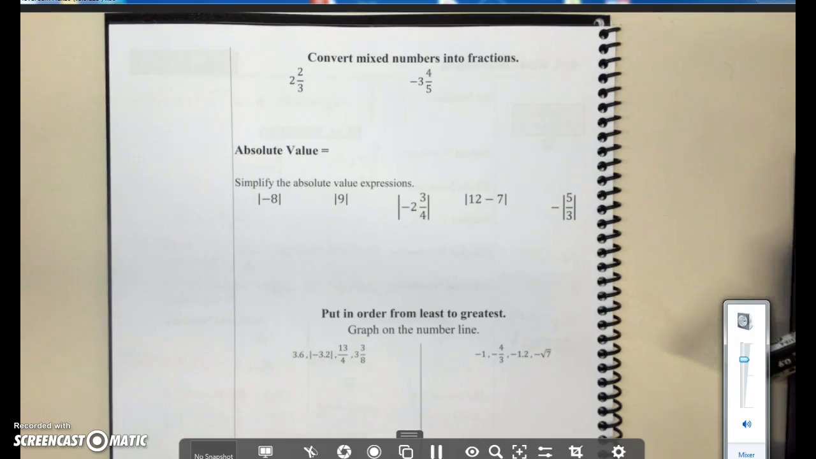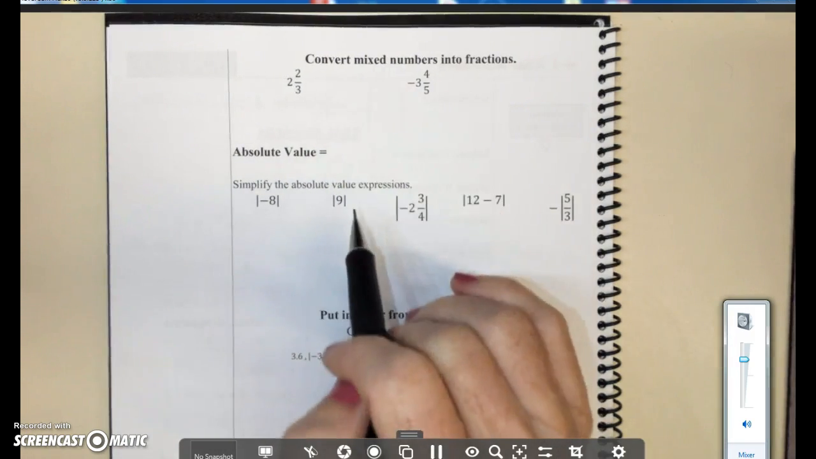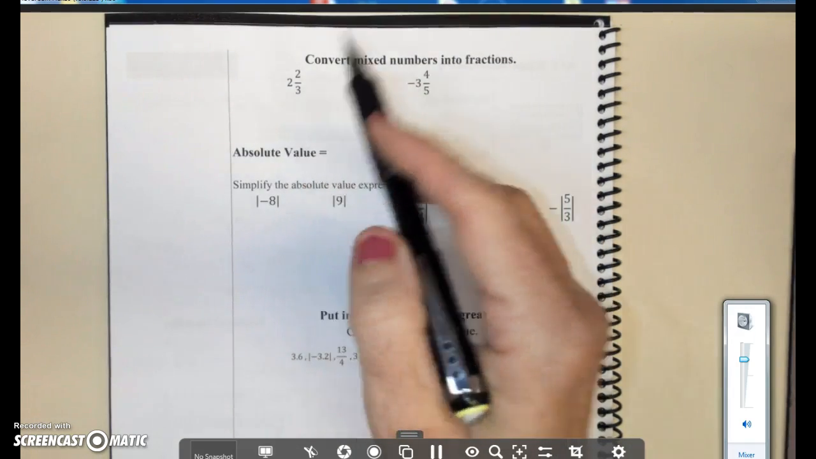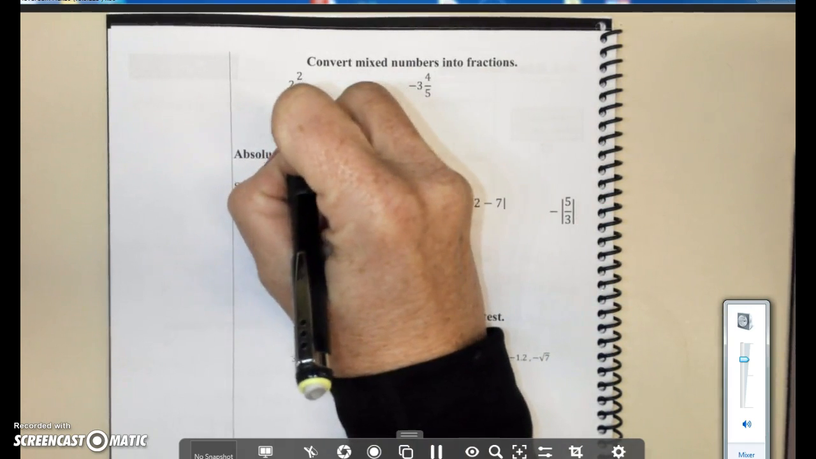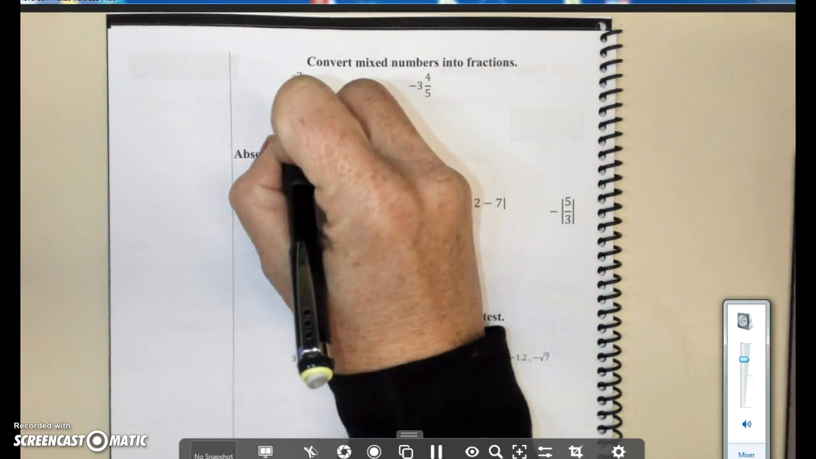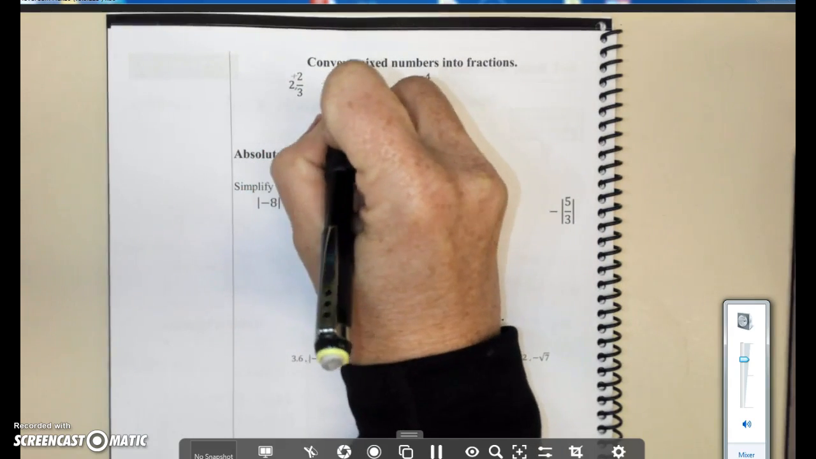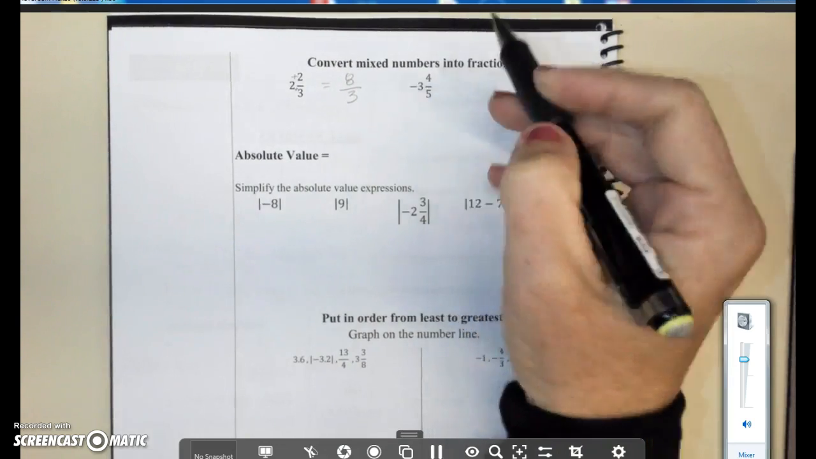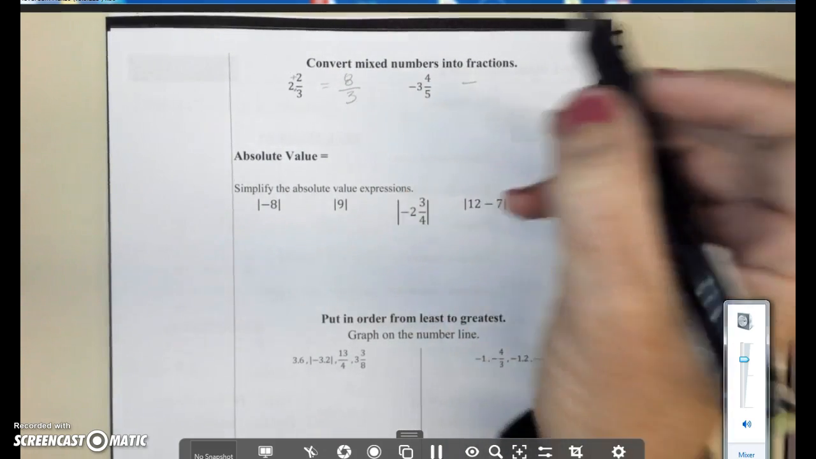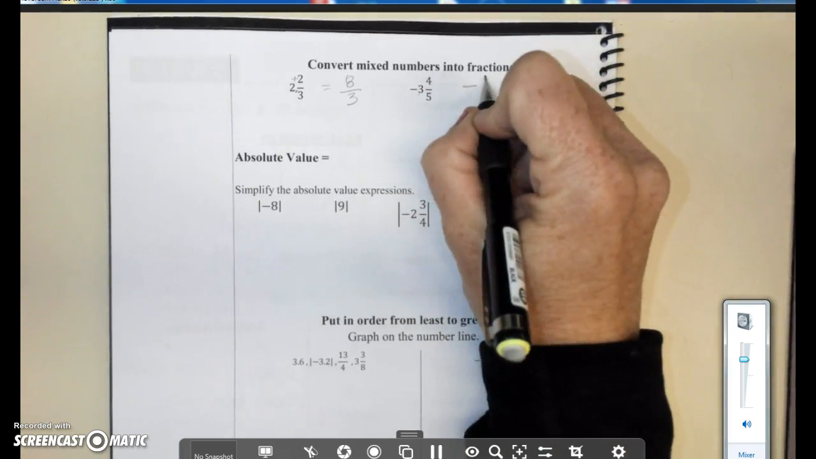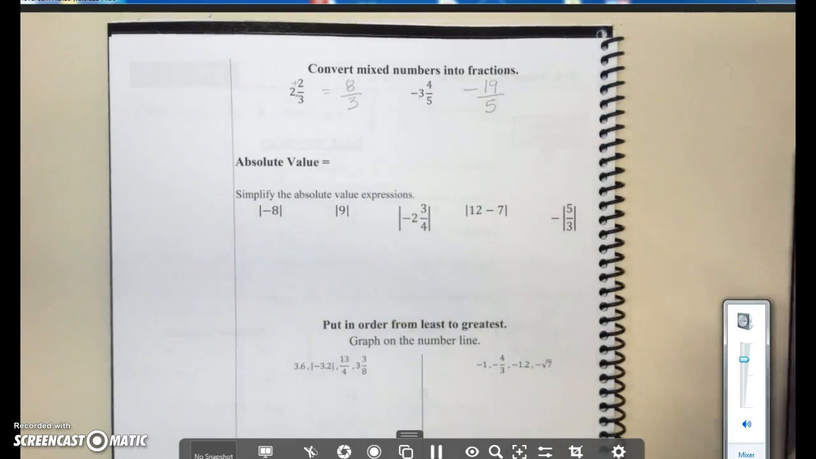Okay, good. All right, and you should be experts at converting mixed numbers into fractions at this point. Now the only difference here is you have a positive and a negative, but that's okay. We know we multiply the denominator by the whole number and then add the numerator. So in this case, 2 times 3 is 6 plus 2 would be 8/3. Same thing here. Now we know that the number is going to be negative, so just put your negative down and then you're done with it. 3 times 5 is 15, plus 4 is 19, so it's negative 19/5.